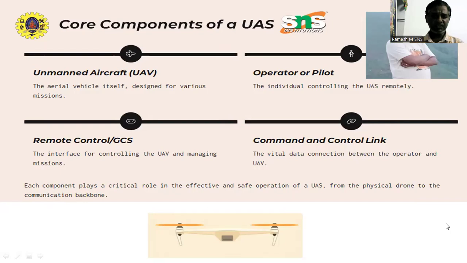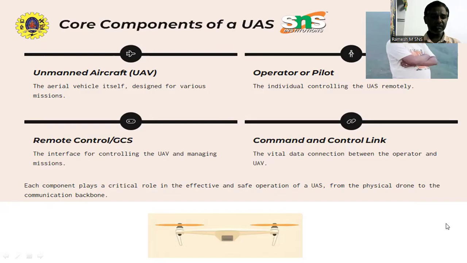The communication subsystem is the backbone that links the UAV with the GCS, enabling command, control, and data exchange. This communication can be line of sight using radio frequencies such as 2.4 gigahertz or 5.8 gigahertz, or beyond visual line of sight, which typically involves satellite communication called SATCOM.